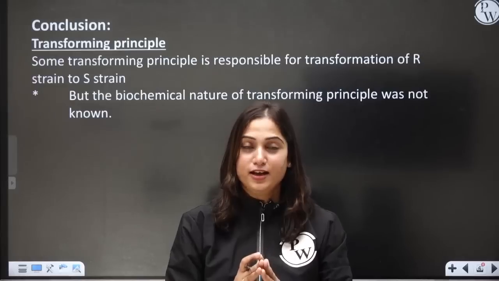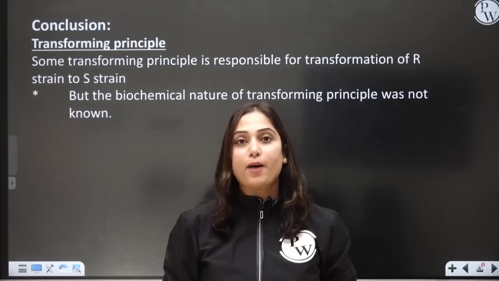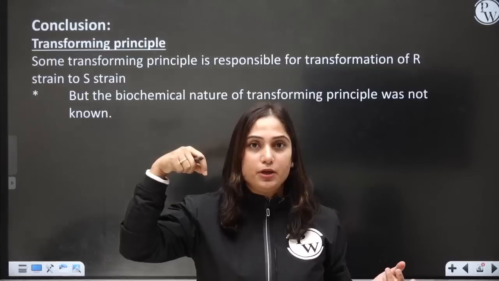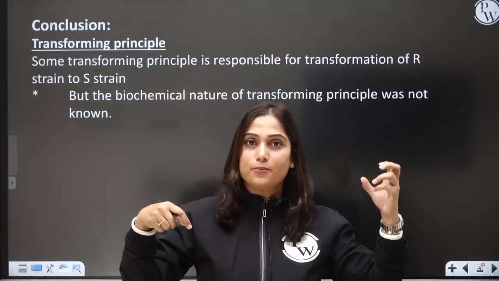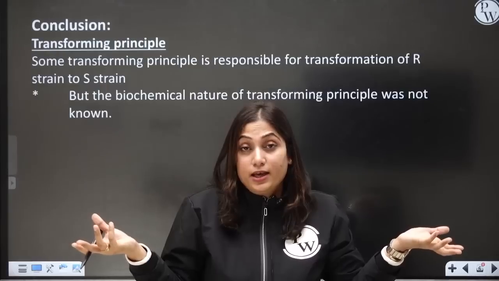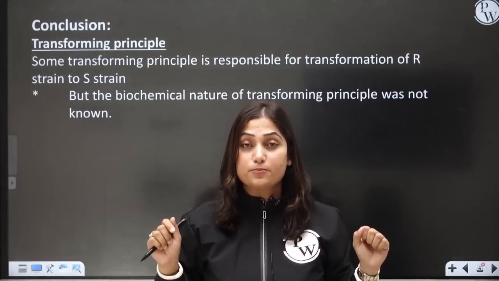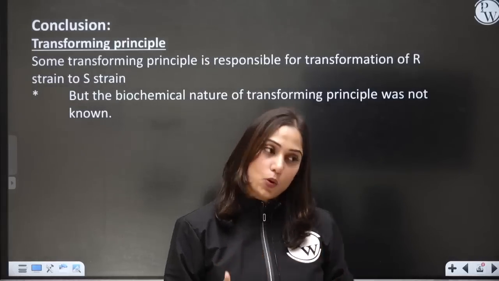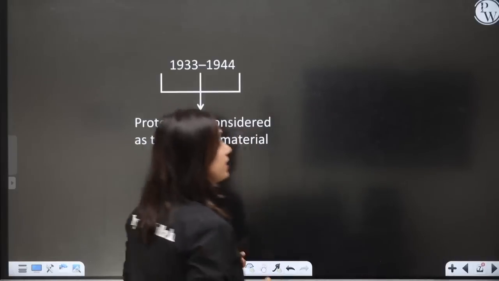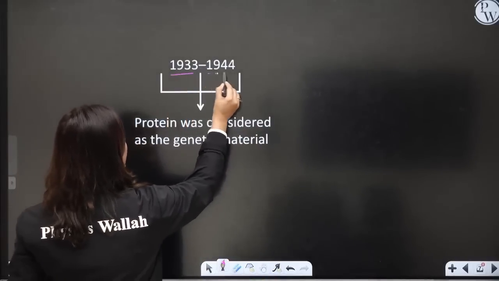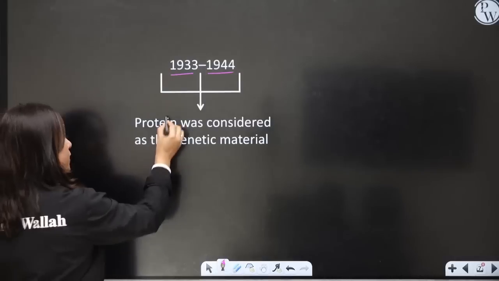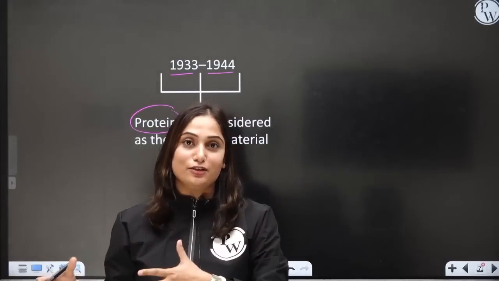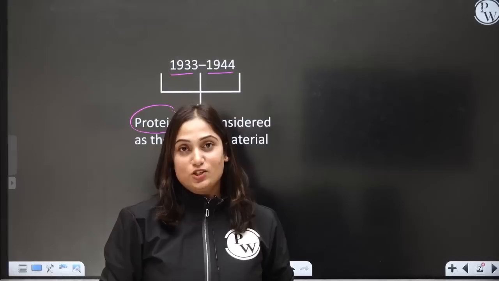But Griffith did not have any idea what is the biochemical nature of this transforming principle. He just said that there is something which is added to the medium by the S strain and something which is taken up from the medium by the R strain. What is this something? He called this something the transforming principle. He did not have any idea whether this is DNA, RNA or protein. So, in the time period between 1933 to 1944, it was assumed that protein was the genetic material. Between 1933 and 1944, protein was considered as the genetic material.